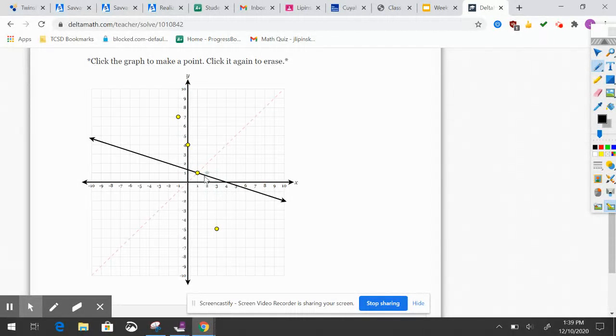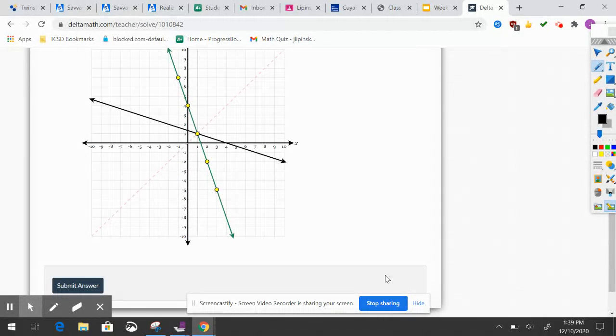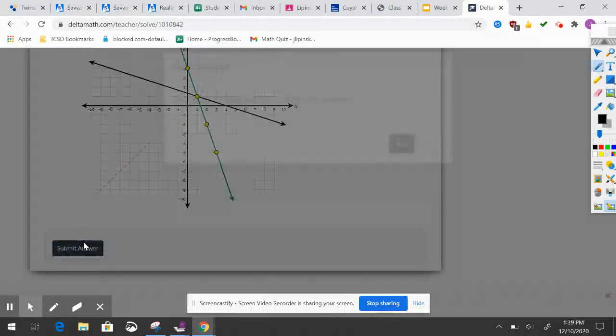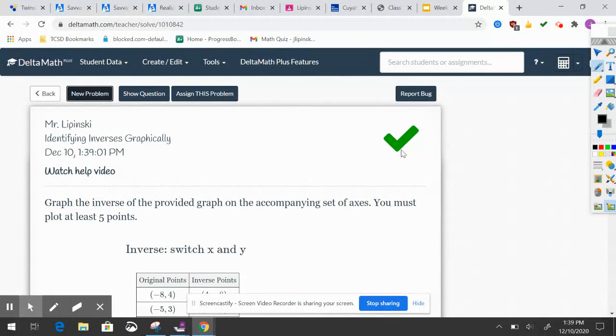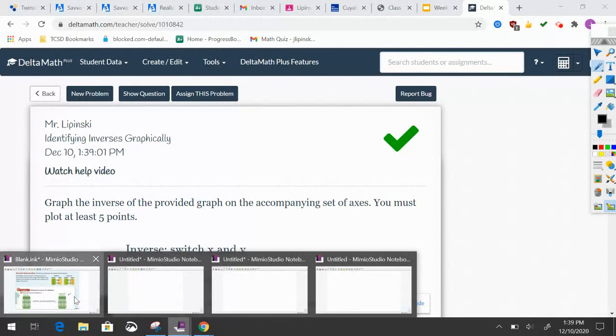Let's see, what's a good point here? How about right there? (-2, 2) would be (2, -2). That's the inverse of the given line. Again, just flipping the x and y values from the given values. So those problems you should be able to do after seeing a couple of examples.